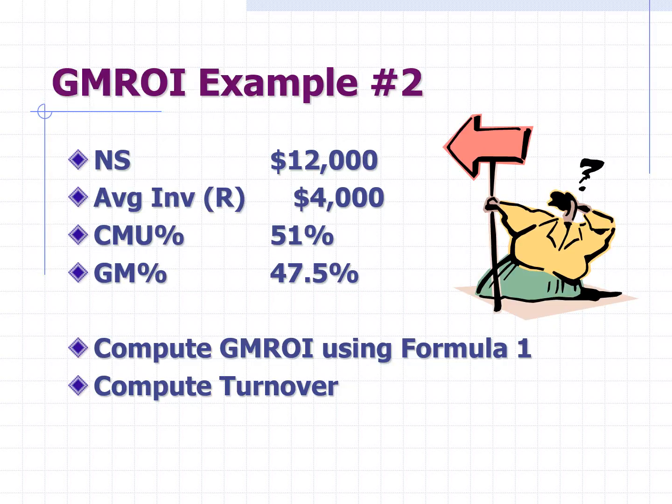So we first calculate gross margin dollar, and then calculate average inventory at cost, and then plug those two numbers in to come up with your GMROI figure. And also let's compute turnover, because turnover is net sales over average inventory at retail, and we are given both numbers, so we can easily calculate turnover. Let's pause the video here for a while while you work on this problem.